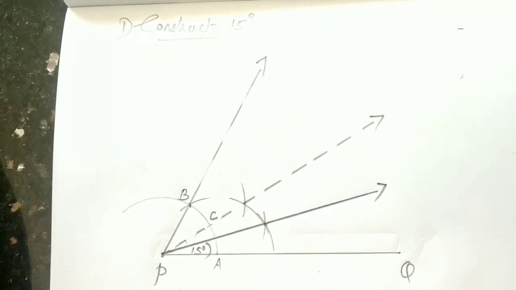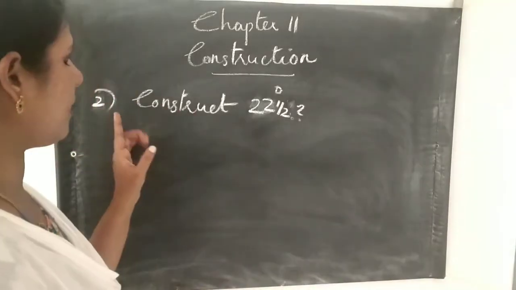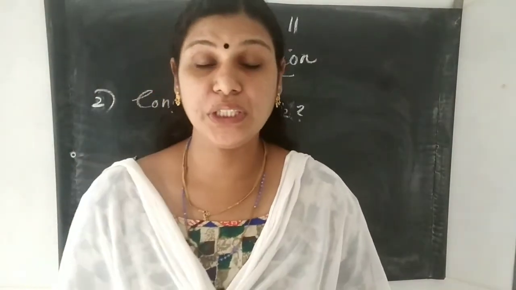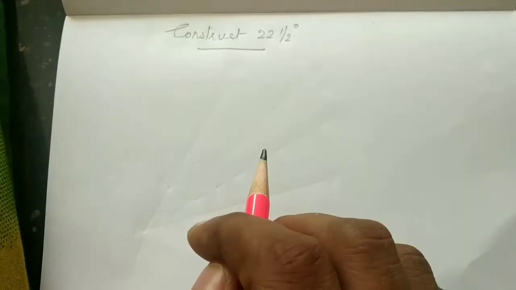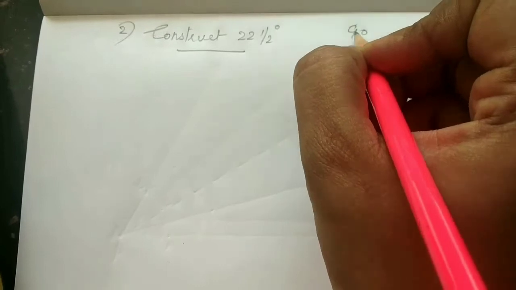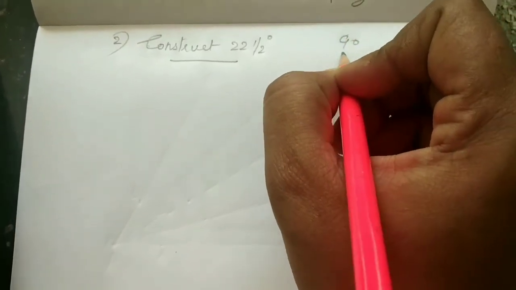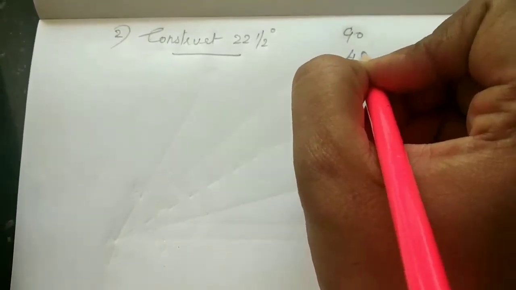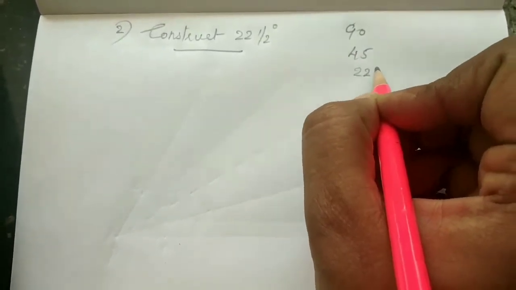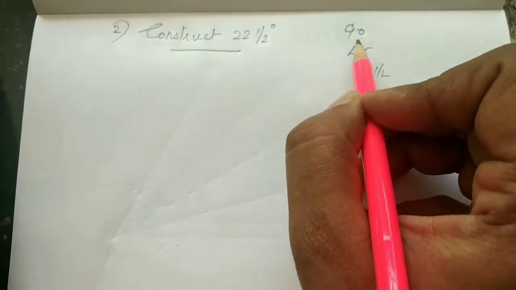Okay, understood. Next question is construct 22 and half degree. How to construct 22 and half degree? For this, first we need 90 degree, because the half of this 90 degree is 45, isn't it? Then half of this 45 is 22 and half. So first we construct 90 degree.